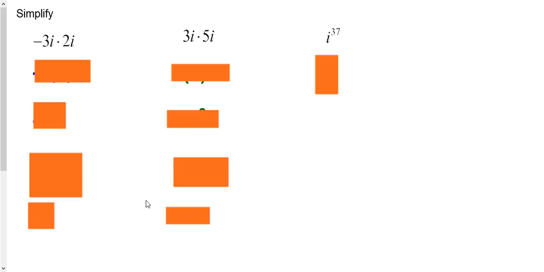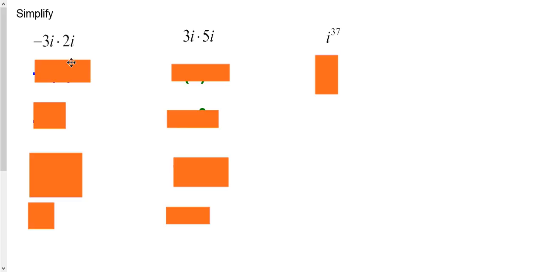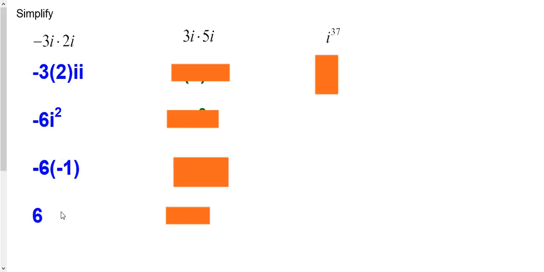So we're going to look at simplifying these. So here we're just multiplying together. There's multiplication between the negative 3 and the i, between the 2 and the i, and you can multiply in any order you want. So put the numbers together and put the i's afterwards. So you get negative 6 and an i squared. Remember, i squared is a negative 1, and so we just get 6.